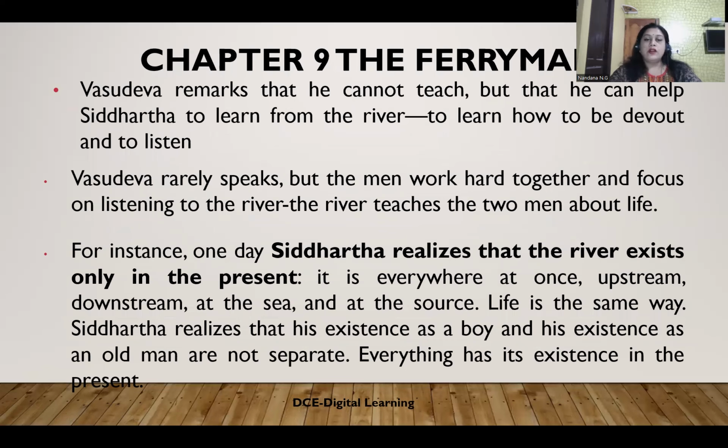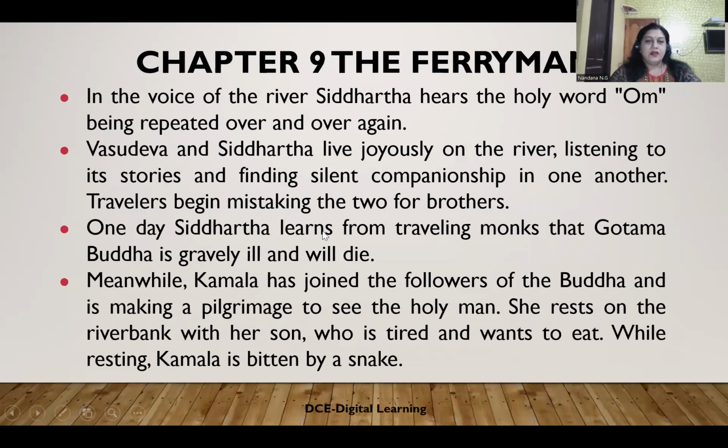For instance, one day, Siddhartha realizes that the river exists only in the present. It is everywhere at once, upstream, downstream, at the sea, and at the source. Life is in the same way. Siddhartha realizes that his existence as a boy and his existence as an old man are not separate. Everything has its existence in the present. In the voice of the river, Siddhartha hears the holy word Om being repeated over and over again.